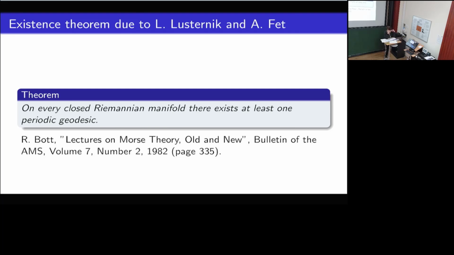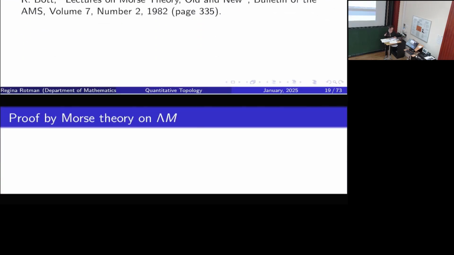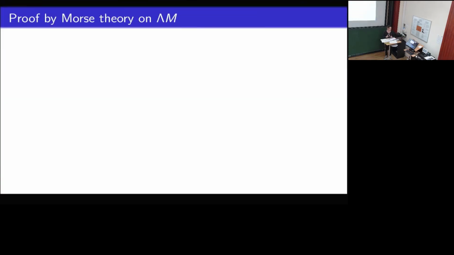So if you want a reference, there are lectures on Morse theory, where it contains, in particular, the proof of the statement. So as we said, maybe we're going to be talking about existence theorems in Riemannian geometry, and their proofs and how to make them, should I say, less algebraic, something like that. Okay. So the proof is by Morse theory on lambda M.